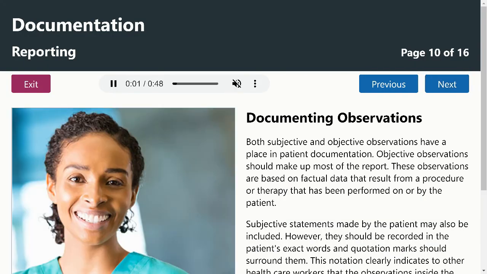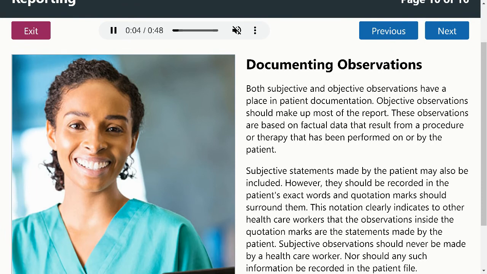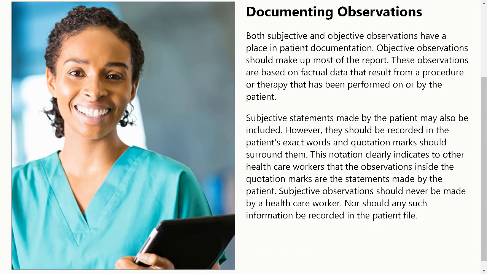Documenting observations. Both subjective and objective observations should be placed in patient documentation. Objective observations should make up most of the report. These observations are based on factual data that result from a procedure or therapy that has been performed on or by the patient. Subjective statements made by the patient may also be included. However, they should be recorded in the patient's exact words and quotation marks should surround them.